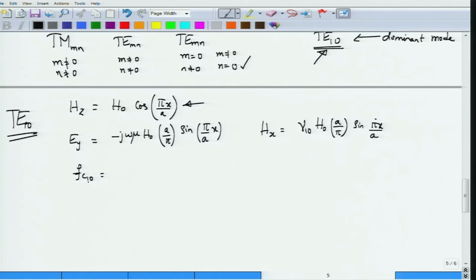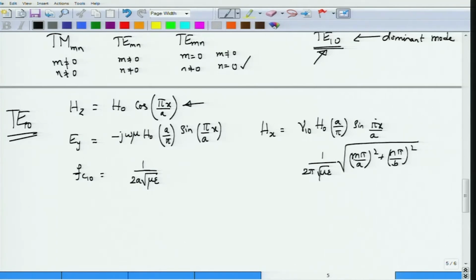Now substitute m equal to 1, n equal to 0, it would be 1 by 2a square root of mu epsilon, right. So you remember this one, it was actually 1 by 2 pi square root of mu epsilon, times the square root of (m pi by a) squared plus (n pi by b) squared. So now substitute m equals 1 and n equals 0, this b dependence goes away and m equal to 1 will pull out this pi by a here, pi in the numerator and denominator cancels, and this is the expression that you are going to obtain.